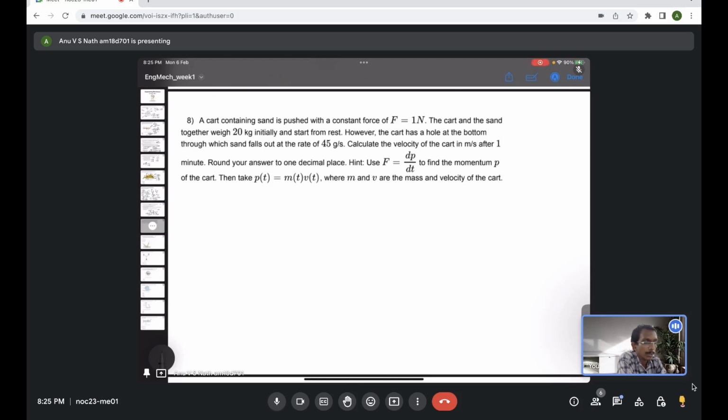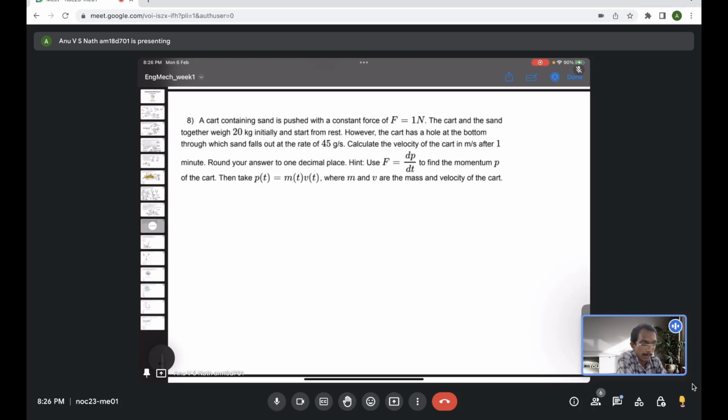Hint is also given. Use Newton's law, F equal to dp by dt, to find the momentum p of the cart, and then consider p is a function of time, which is m of t times v of t, where m and v are the mass and velocity of the cart. So I hope the question is clear.